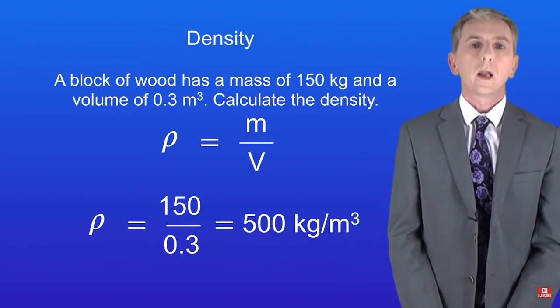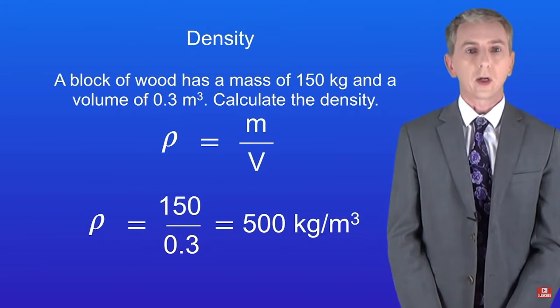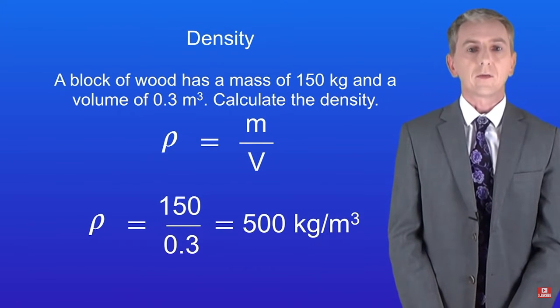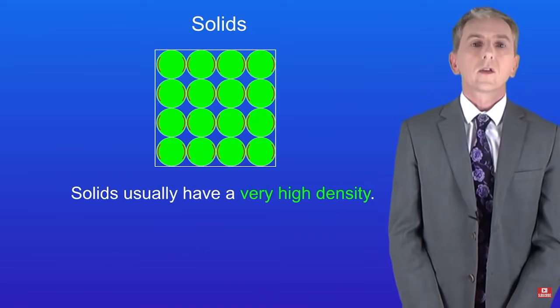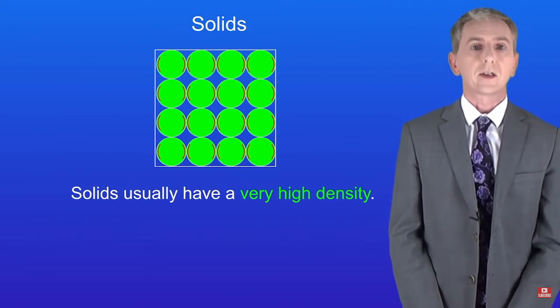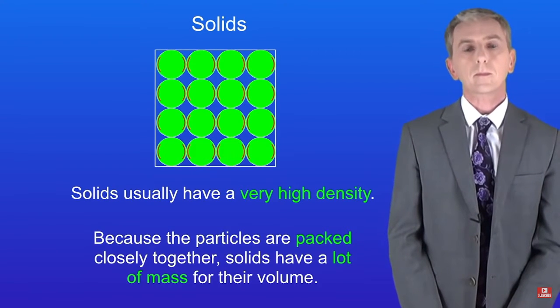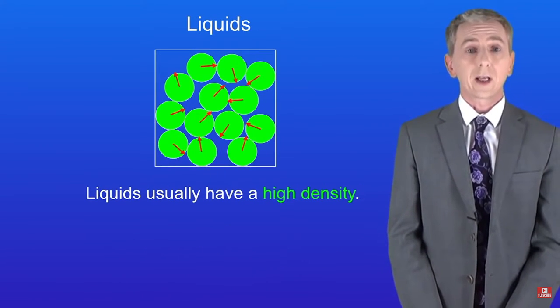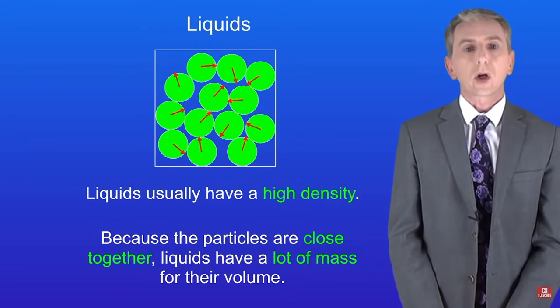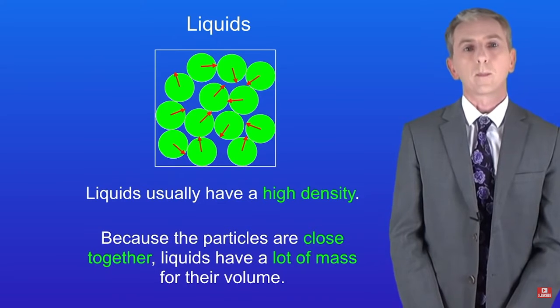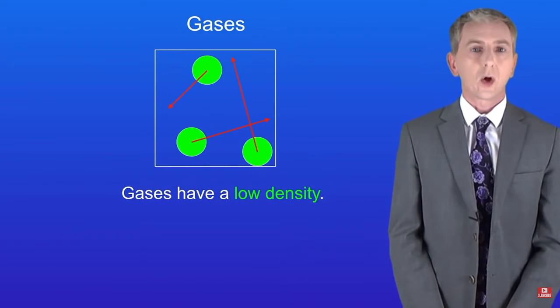I got it right. Now we can use the particle models that we saw earlier to explain the density of different materials. Solids usually have a very high density. Because the particles are packed closely together, solids have a lot of mass for their volume. Liquids also usually have a high density. Again, because the particles are close together, liquids have a lot of mass for their volume. Now, gases have a low density.